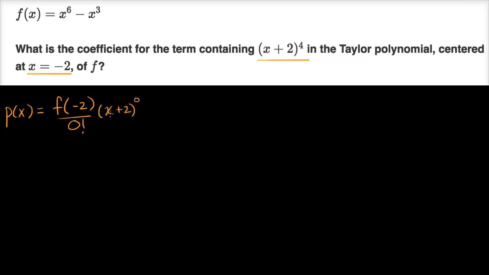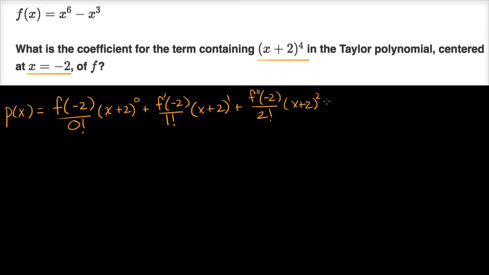And I could write it to the 0th power. But once again, that's just going to be 1. So a lot of times you won't see someone write this and this, but I'm writing it just to show that there's a consistent pattern. So then you're going to have plus the first derivative evaluated at negative 2 divided by 1 factorial, which is still just 1, times x plus 2 to the first power, plus the second derivative evaluated at negative 2 over 2 factorial times x plus 2 squared.